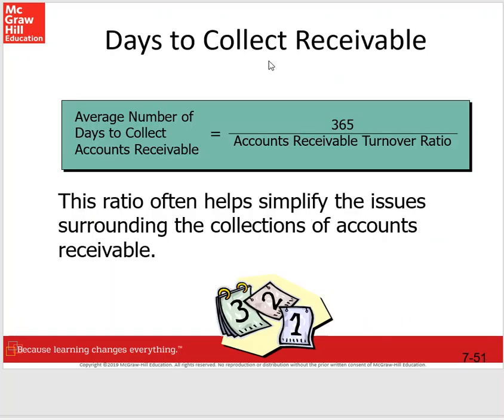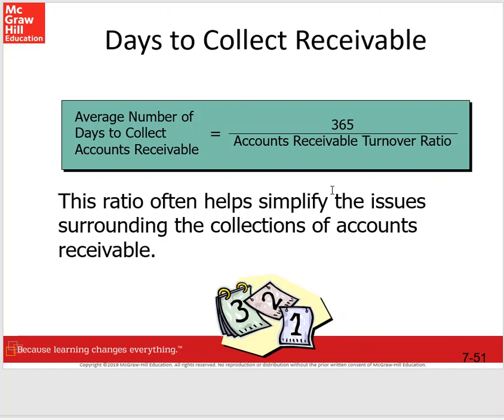So we're going to compute our days to collect by taking 365 days, because I was told that's how many days there are in a year. I hope you already know that. So we take 365 and we divide it by our accounts receivable turnover ratio, which we had hypothetically computed to be 10. So what that would mean is that we take 36.5 days to collect our accounts receivable.